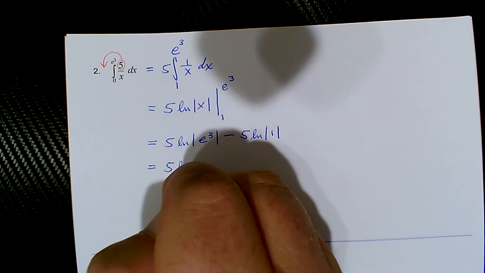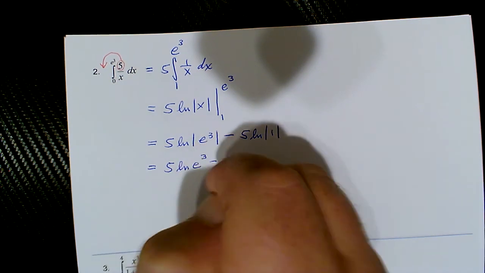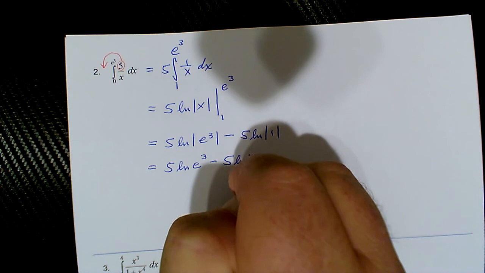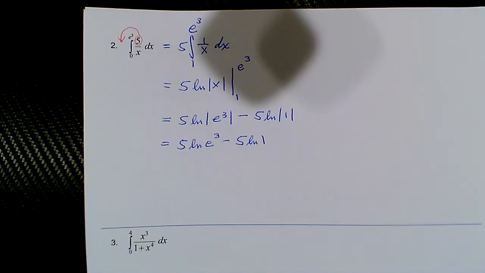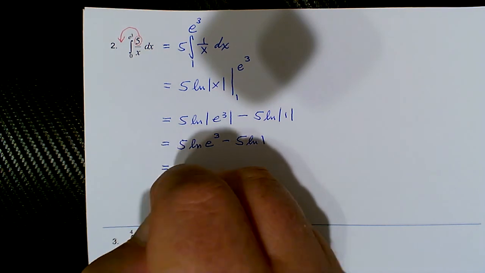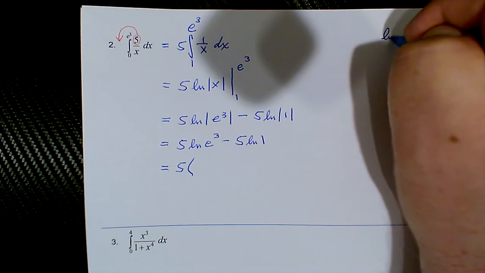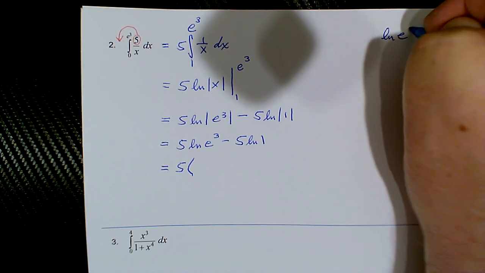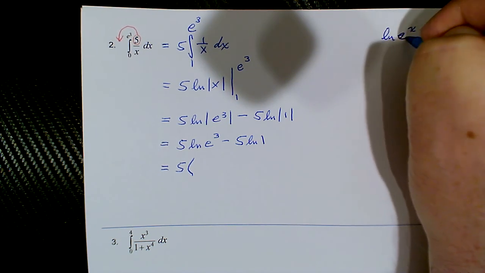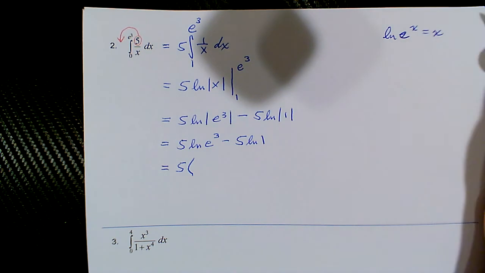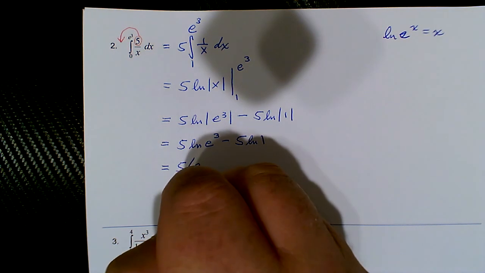E cubed is positive, so drop the absolute values there. Obviously 1 is positive as well, so we can drop the absolute values. Now I designed this problem so some pretty things happen. 2 really nice things. In the first term, you should recall the inverse property that the natural log of e to the x is equal to x. So that was our inverse property. So therefore the natural log of e to the third is just 3.